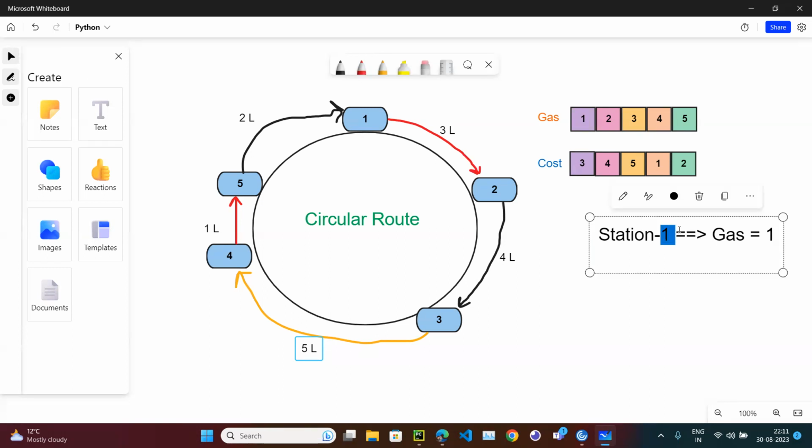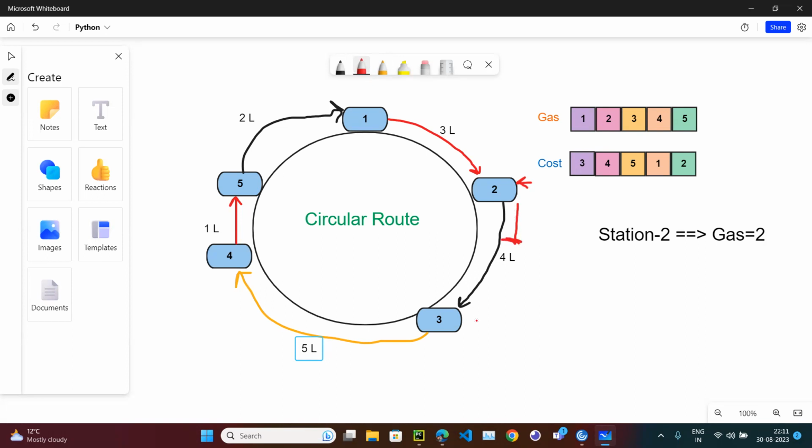Let's start from station two. If we start from station two, our tank is empty. So how much gas can we fill? Maximum two, because we are starting at this station. So now our tank has 2 liters of gas. Okay, so let's start moving. Our car stops here. Why does our car stop here?